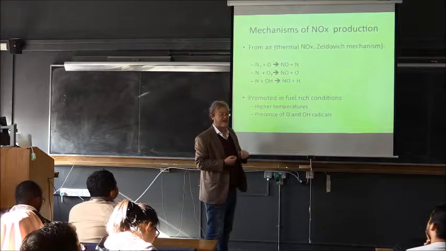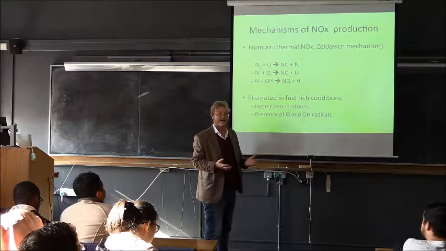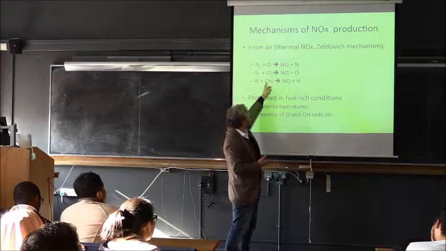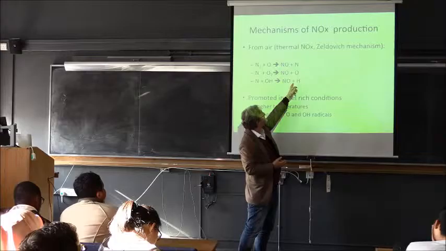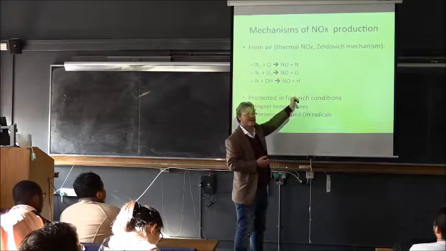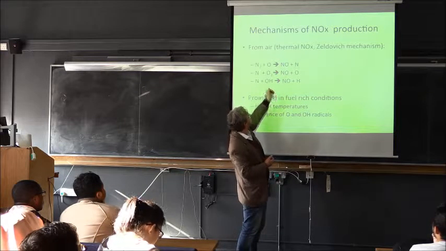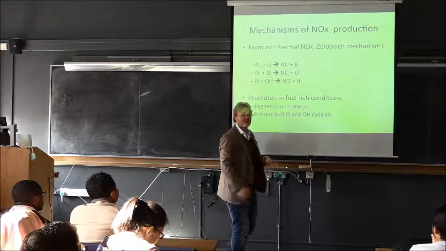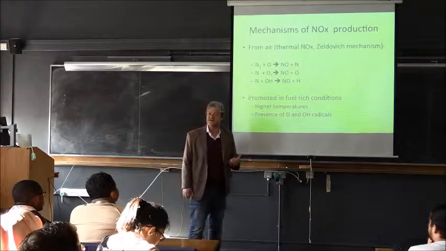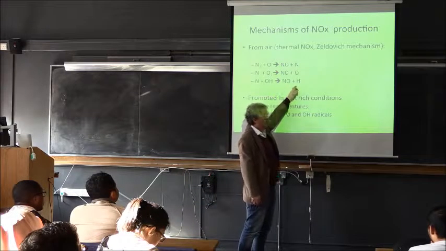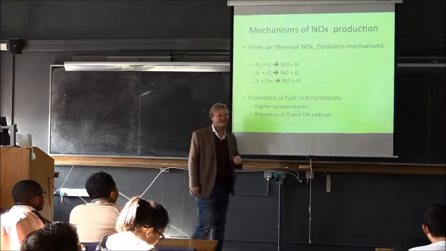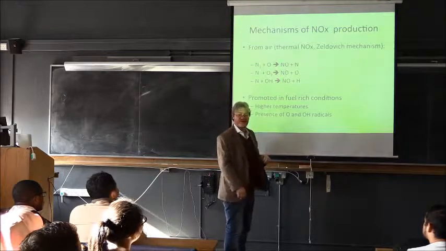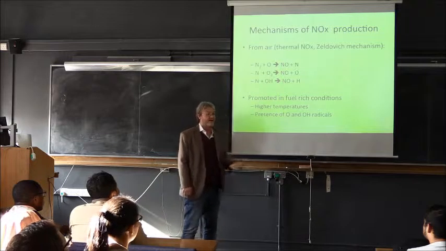Again, very, very reactive. The nitrogen radical can react in a number of ways, but in the Zeldovich mechanism, it interacts with molecular oxygen to produce NO plus O. So we've got oxygen back again, so this is kind of an autocatalytic thing. But the oxygen can fall out of this scheme, and it can interact with a hydroxyl radical. Again, this is present in fuel, and it produces NO plus a hydrogen radical like that. The end result of all of these is the production of nitrogen oxide, in this case, NO.